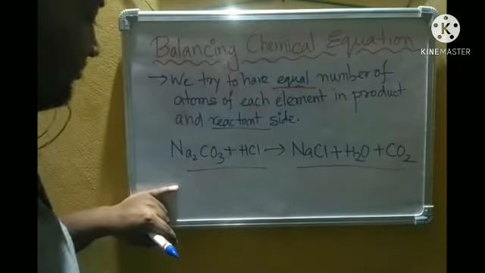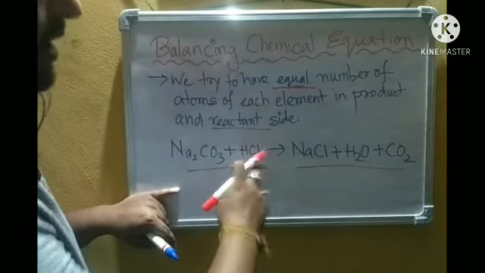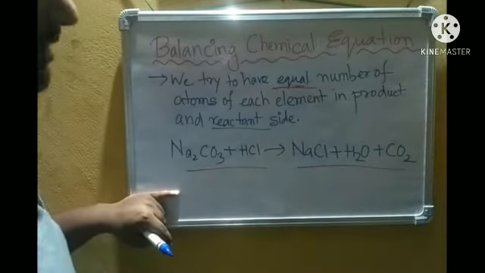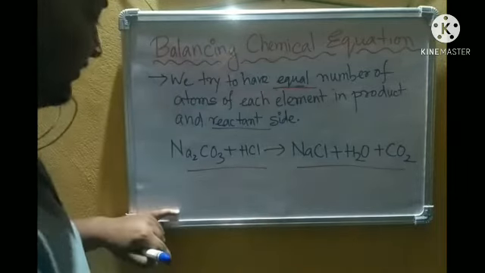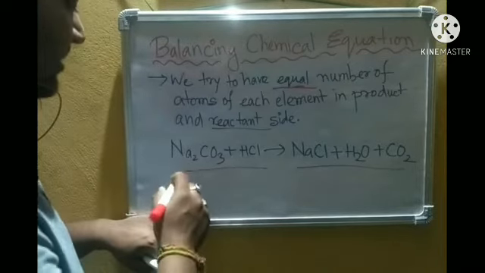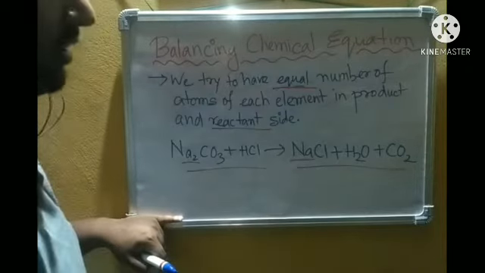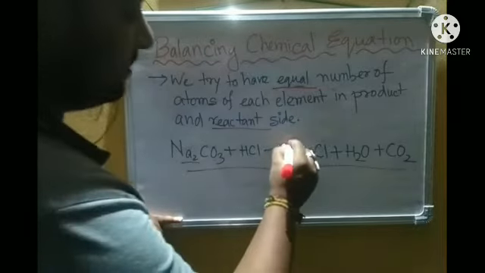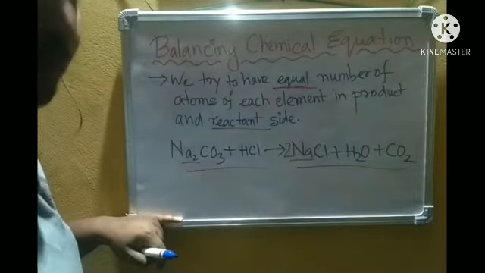So what are the elements in this reaction? That is sodium, carbon, oxygen, hydrogen, and chlorine. And the same elements are present on the product side. We have to try that the number of atoms of each element should be the same on both sides of the equation. First, sodium: how many sodium atoms do we have on the reactant side? 2. And we have only one sodium atom on the product side. So we have to make the number equal. We'll equalize it by placing 2 here. Done. So now we have 2 sodium atoms on both sides.